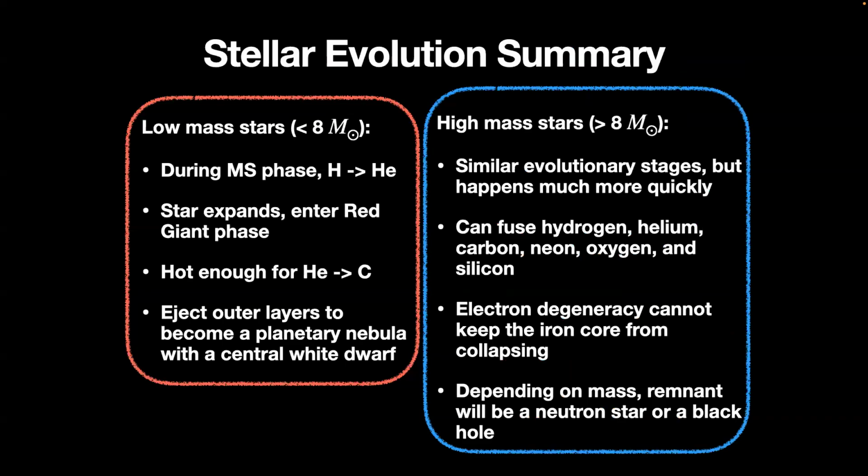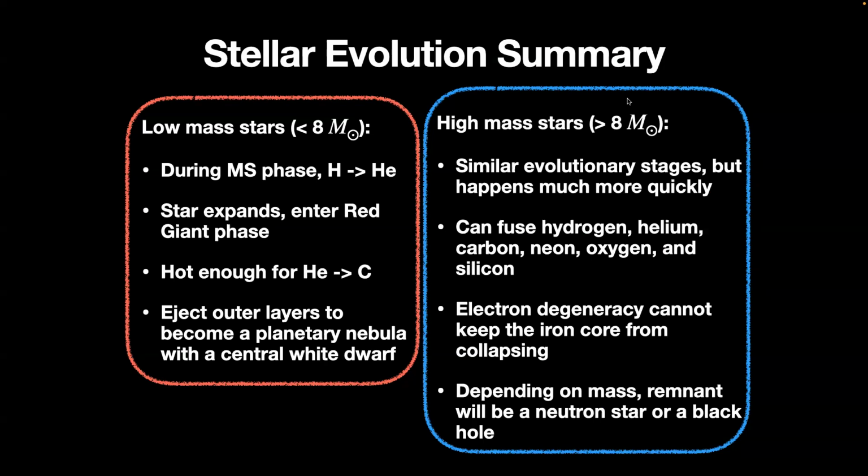So this is the last slide. This is kind of my best way to summarize stellar evolution. So we have low mass stars, remember, less than 8 solar masses. That's what this M dot means. Low mass stars, during their main sequence phase, hydrogen fuses into helium. And when that is done, the star expands into its red giant phase. The star gets hot enough for helium to fuse into carbon, and then eventually there will not be enough heat to keep this going, and we get a white dwarf at the center of a planetary nebula.